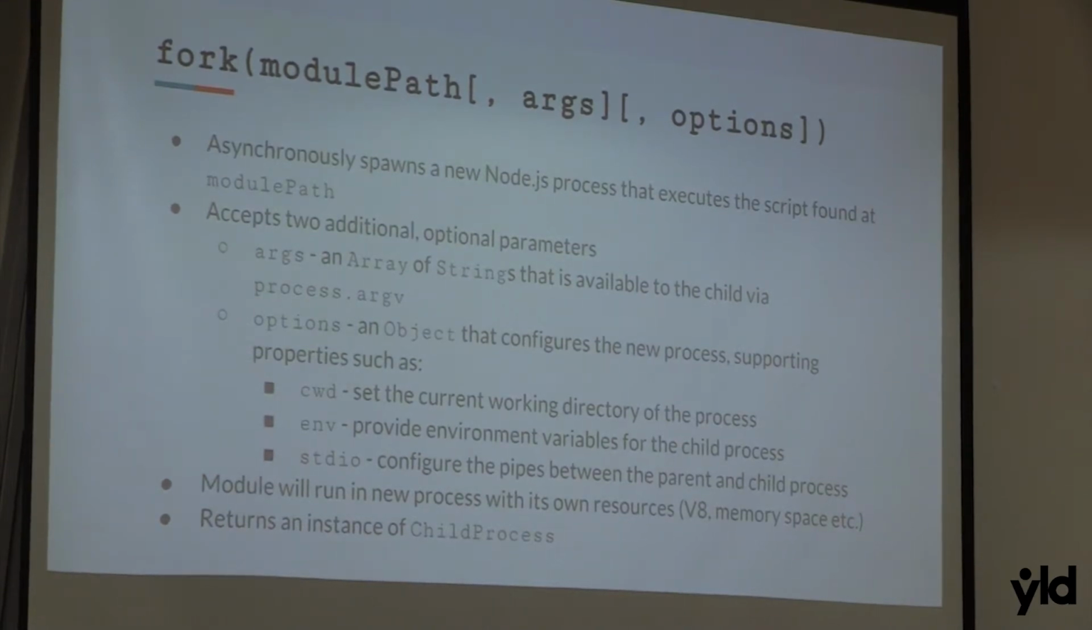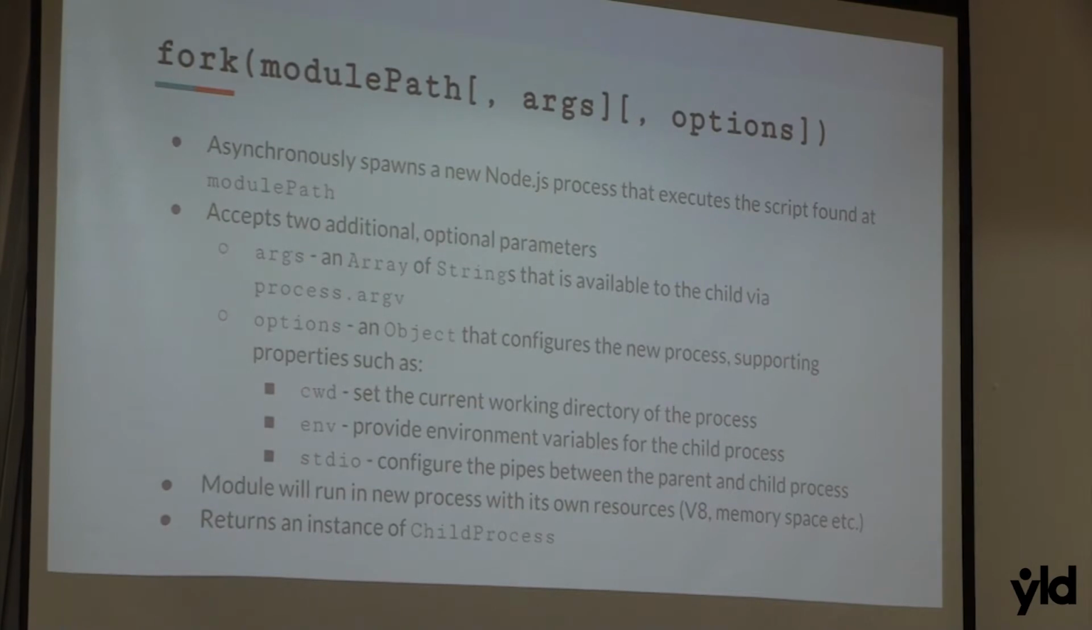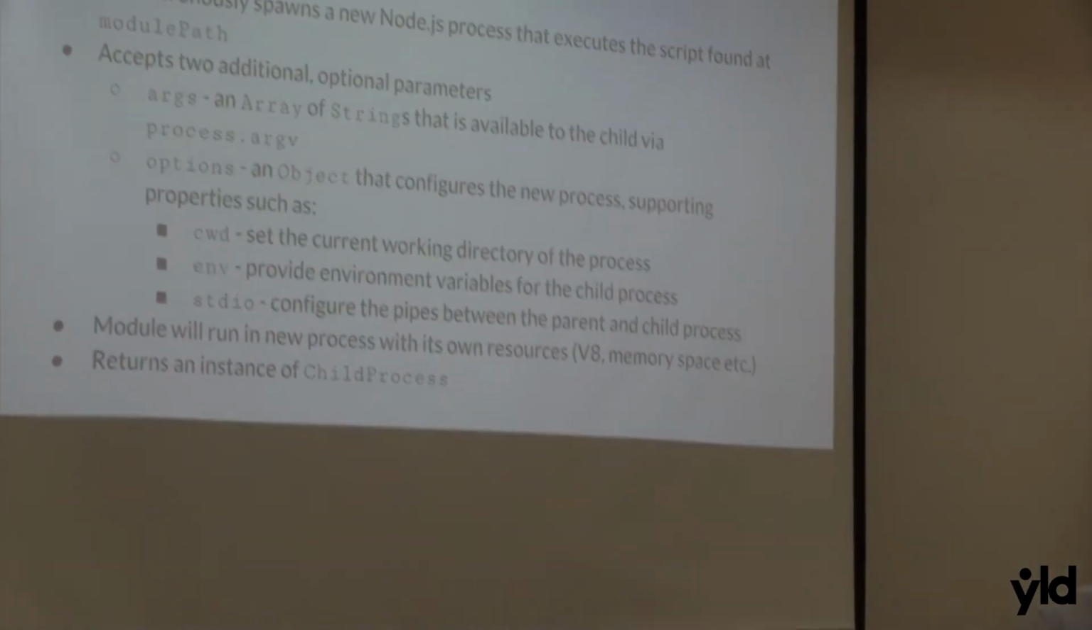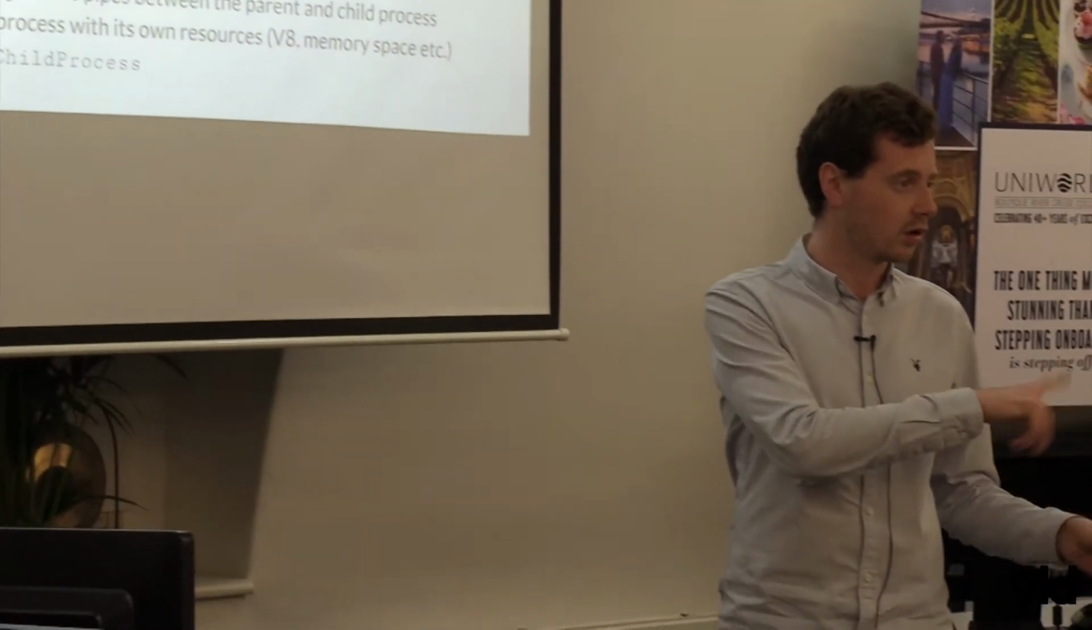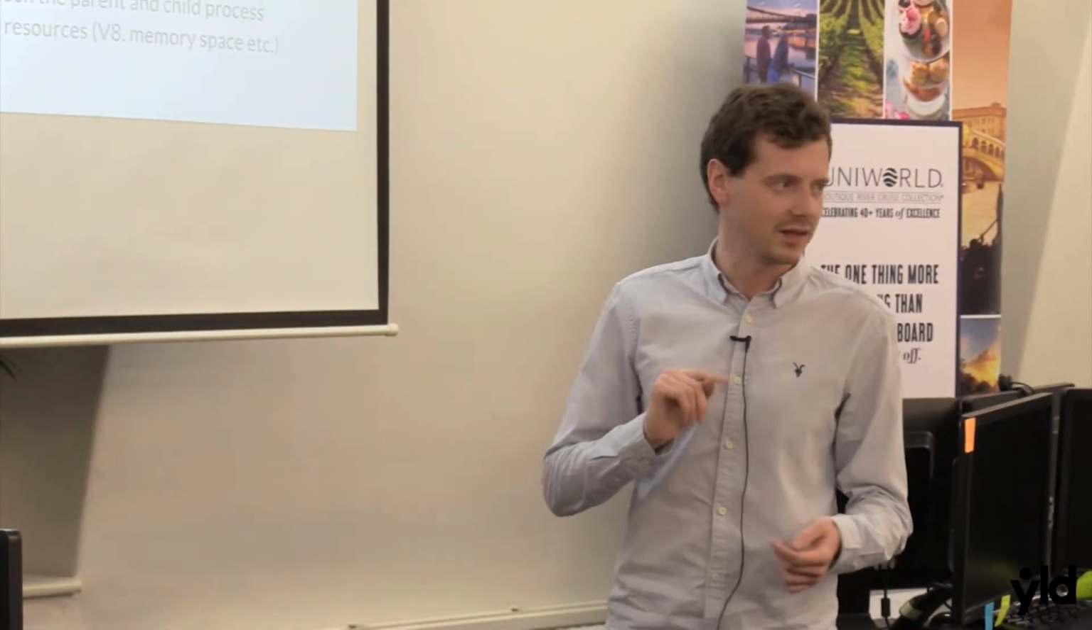And apart from the module path, it accepts two optional parameters. So args, which is an array of strings that are available via process.argv. If you've run Node via the command line, and you pass it a module name, you can also pass it a string of arguments after the name of the script that you wish to run. And that will be accessible in the same way when you spawn a child process and give it an args parameter. And then the third parameter is the options parameter, which is just generally for configuration.